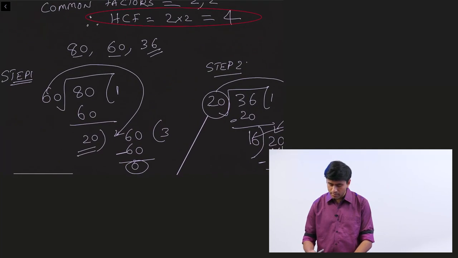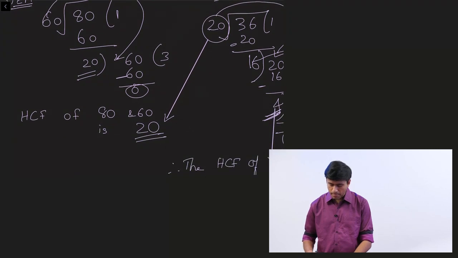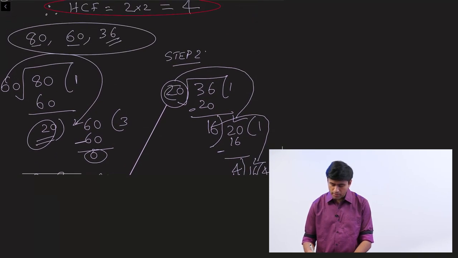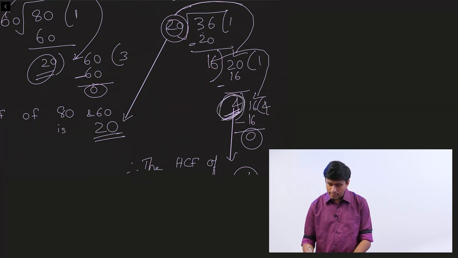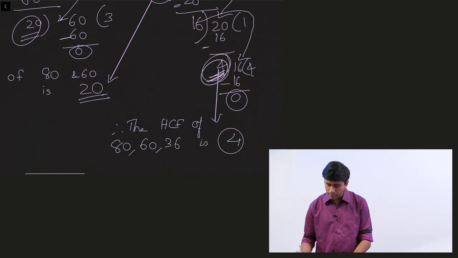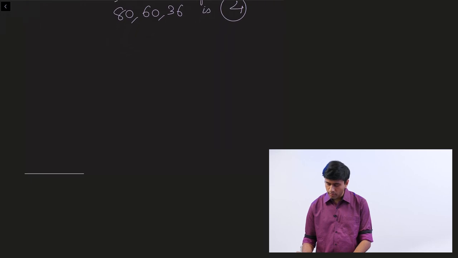So when three numbers are given, step 1, you take two numbers and do the division. The last divisor becomes the HCF. You take that HCF and use that to divide 36. And then the last divisor that you get will be the HCF of all the three numbers. In this case, it is 4.